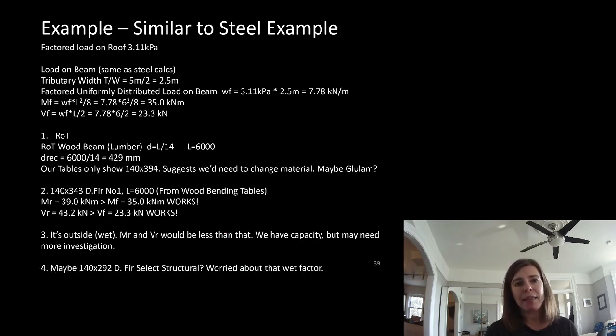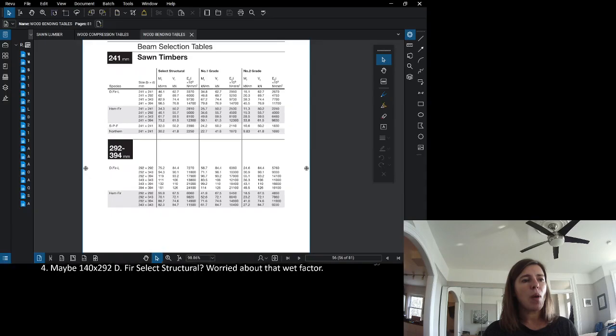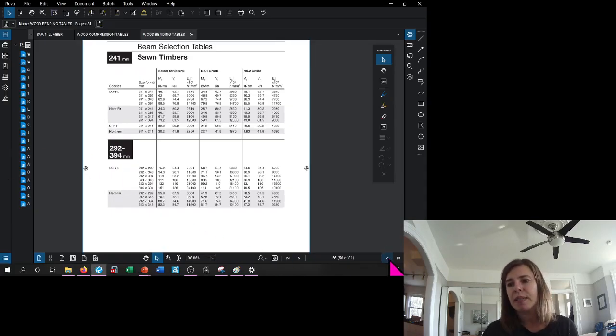This is the feedback that I would give the architect at this stage. At the very preliminary stage, the sizing guidelines would have said probably not at all. Now that we're at the more rigorous design, I'd say it's tight because it's outside. Are you sure you want to go this way? If we want to go that way for wet, it's exposed. This thing's visible. Let's take a look at what it might be if it was select structural instead.